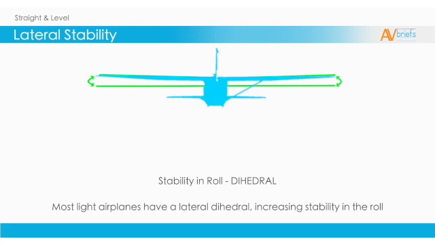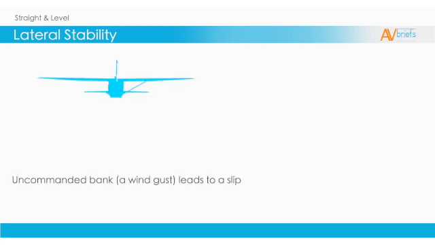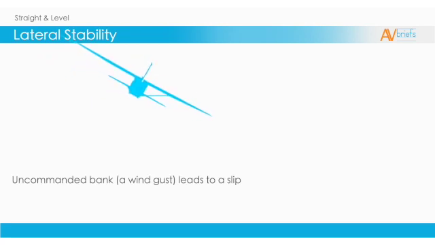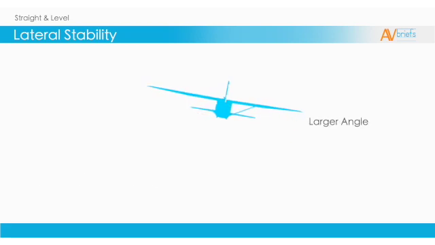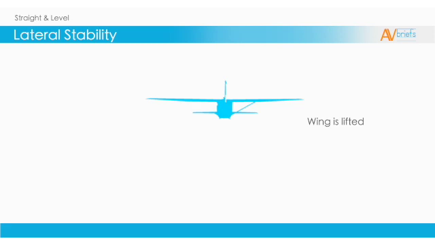As you can see in the diagram, with the horizon being represented by the green line, the wings are forming a positive angle, away from the horizon. The same as the longitudinal dihedral, this positive angle forms a dihedral. When encountering an uncommanded bank, due to a wind gust, it leads to a slip. Because of the dihedral, there is a larger angle on the downward wing. That larger angle creates a larger angle of attack, and therefore lift. More lift is created on the downward wing, and the wing is lifted.